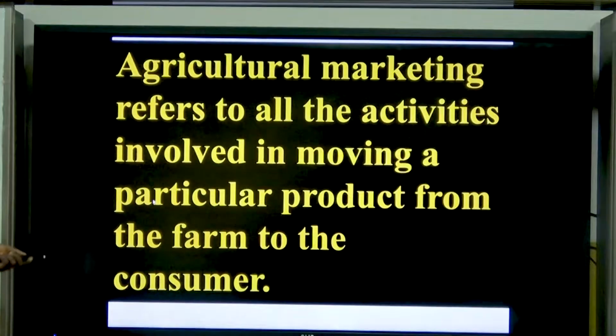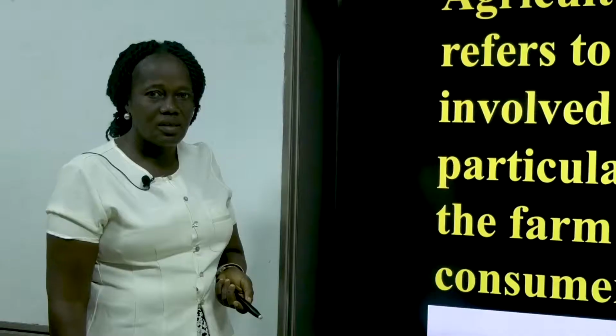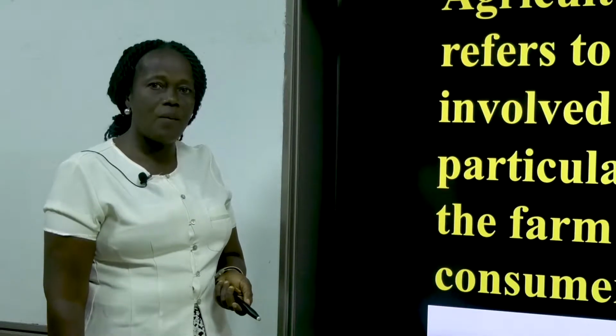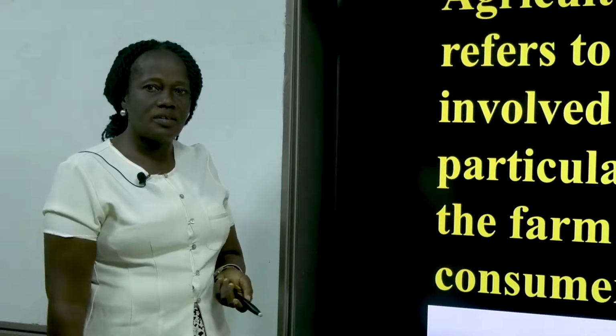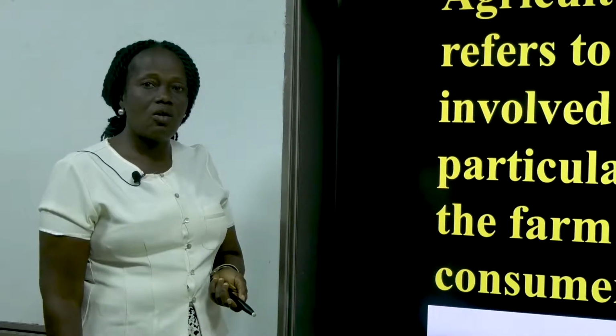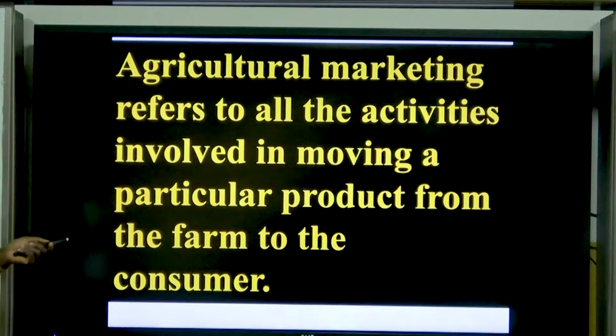Another meaning: agricultural marketing refers to all the activities involved in moving a particular product from the farm to the consumer. When I say particular product, it can be yam, rice, or beans. In the area of livestock, it can be cow, rabbit, chicken or eggs, as the case might be. When you move it from where you have produced it, from the farm center to the consumer at home, marketing has taken place in agriculture.